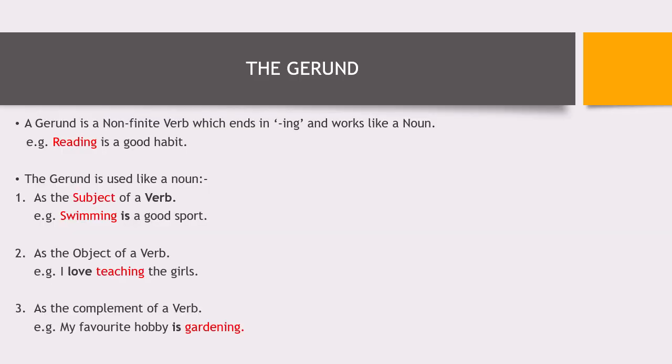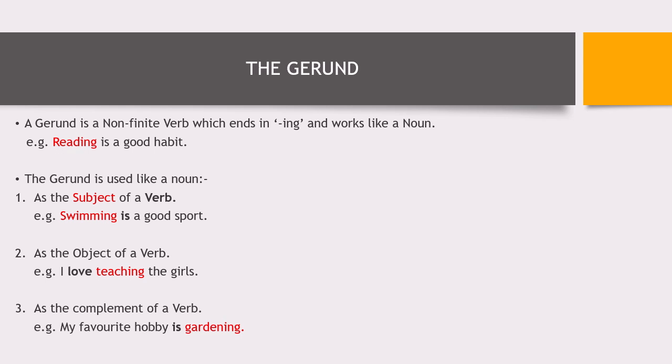The gerund. A gerund is a non-finite verb, which ends in ing, and works like a noun. For example, reading is a good habit. The gerund is used like a noun. 1. As the subject of a verb. For example, swimming is a good sport. Swimming is the subject of the verb, is.